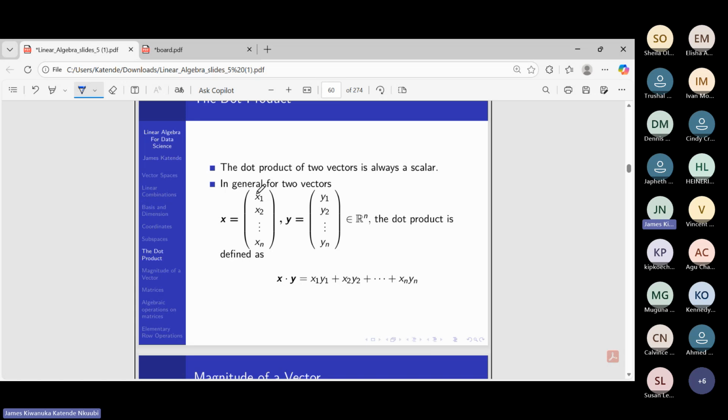If you work in the n-dimensional Euclidean space, pick any 2 vectors in Rn. The dot product will follow the same pattern. Simply multiply elements in the corresponding positions, get all those products, and then add the products. You'll get one number.